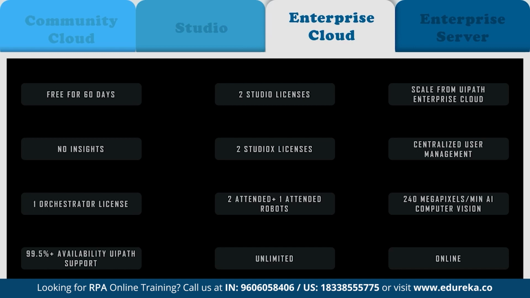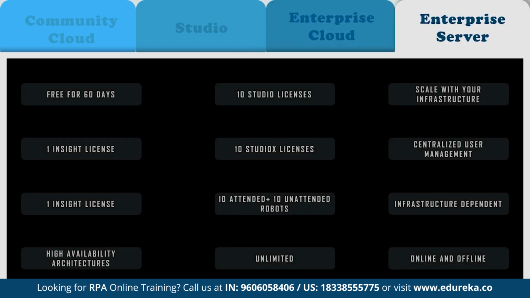Finally, coming to the last version offered by UiPath, that is the Enterprise Server. The Enterprise Server version is again free for 60 days. It offers 1 Insight license, 1 orchestrator license, and provides high availability structures. It offers 10 Studio licenses with 10 Studio X licenses and provides 10 attended plus 10 unattended robots. The number of additional robots provided is unlimited and can scale with your infrastructure. It also offers centralized user management. The infrastructure is dependent and can be activated both online and offline. So guys, these were the various features offered by the different versions of UiPath.